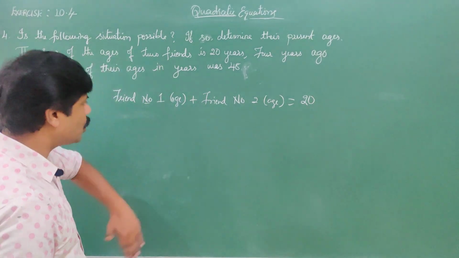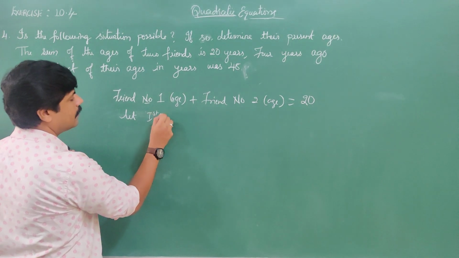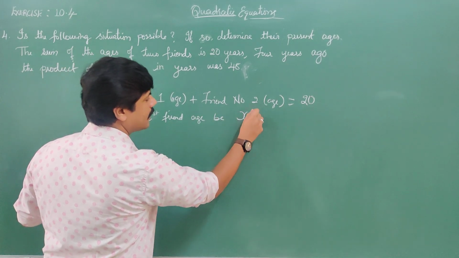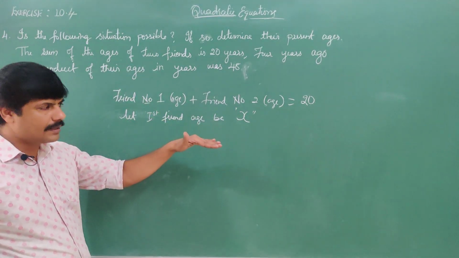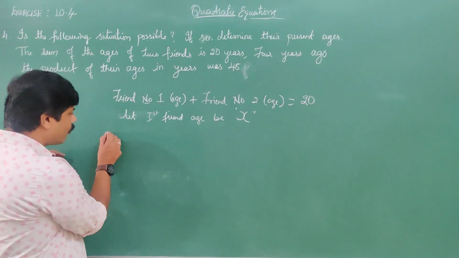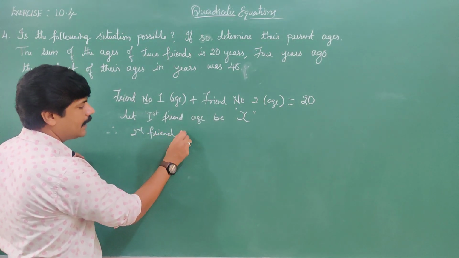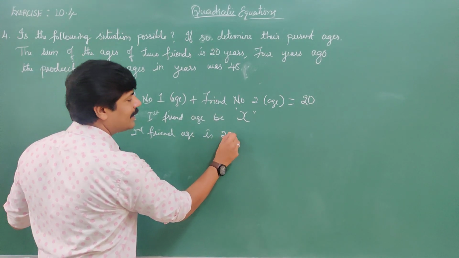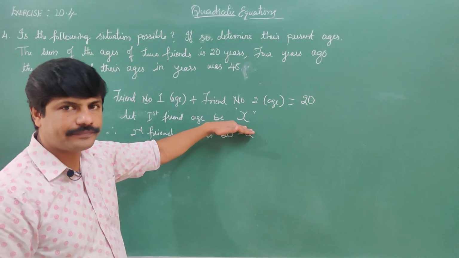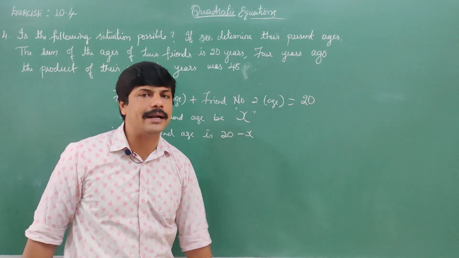We assume, let the first friend's age be, as usual, x. Since it is a sum, if friend number 1 age is x, therefore friend number 2 age is 20 minus x. If you add this, you will get 20. I told you several times, if the sum is given, then it is very easy. One you assume and automatically you will get the other.